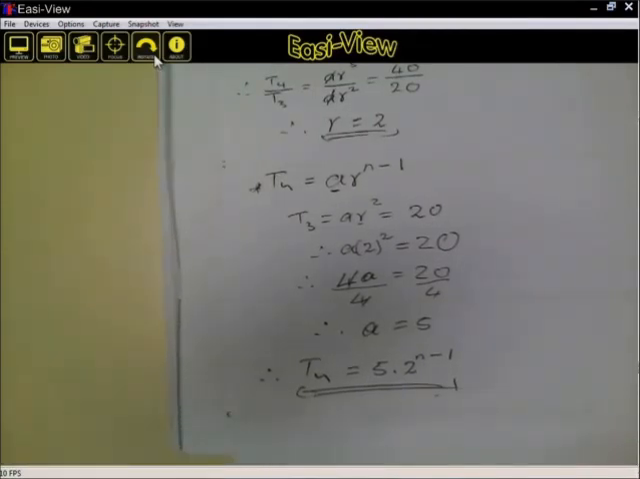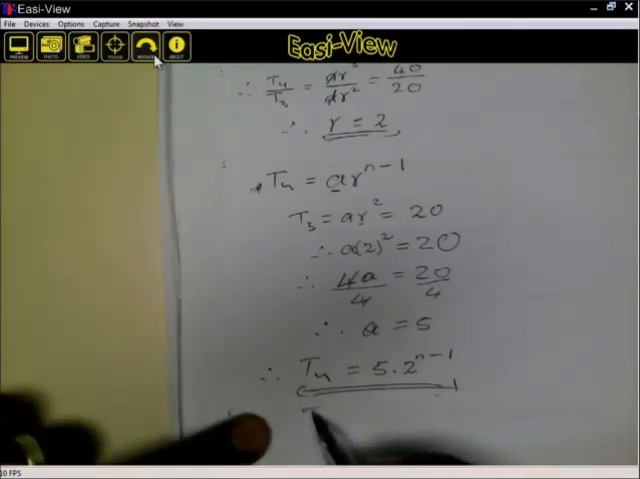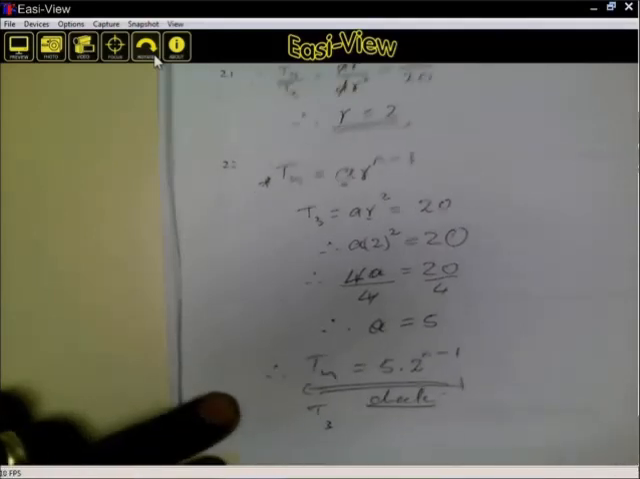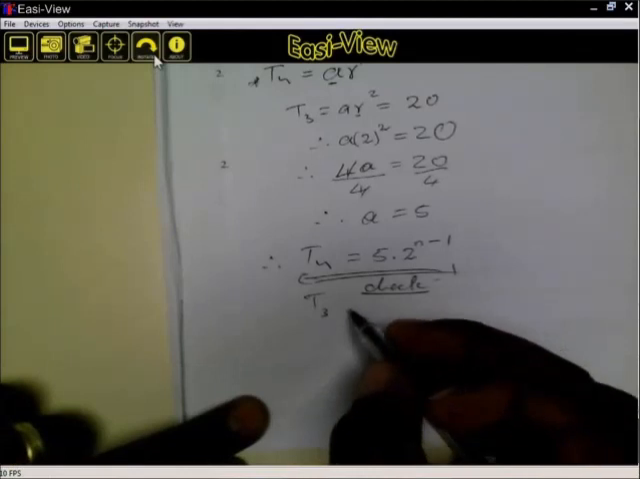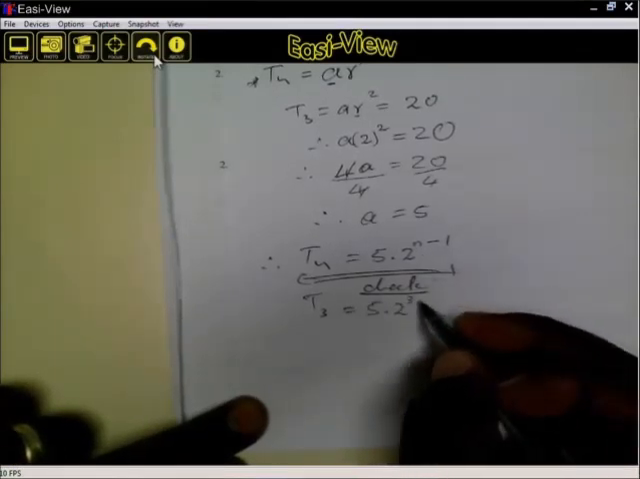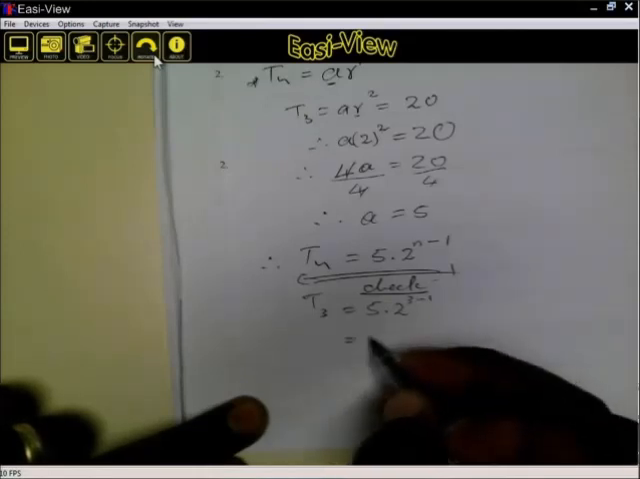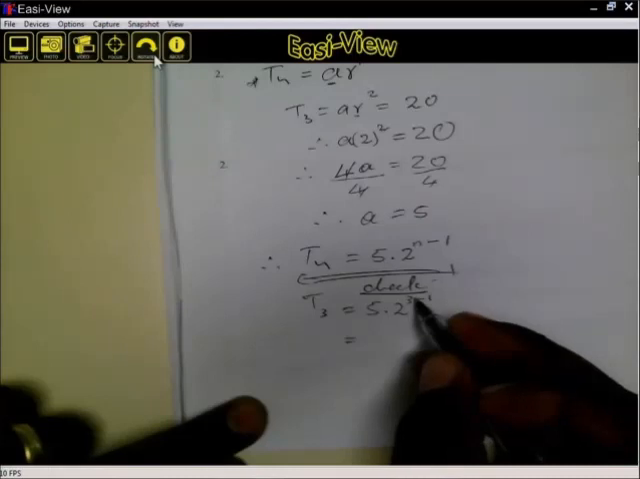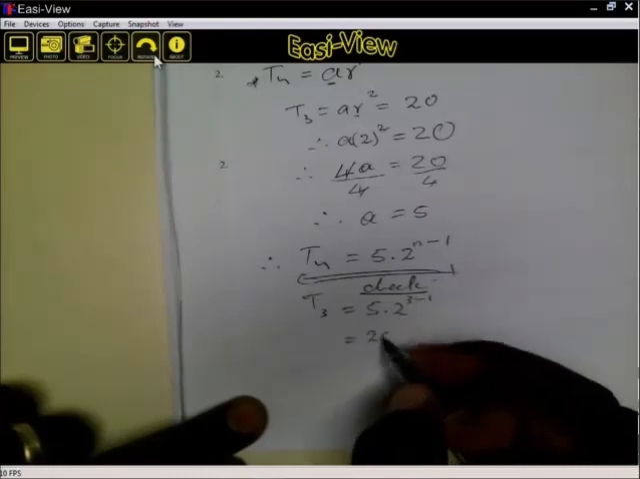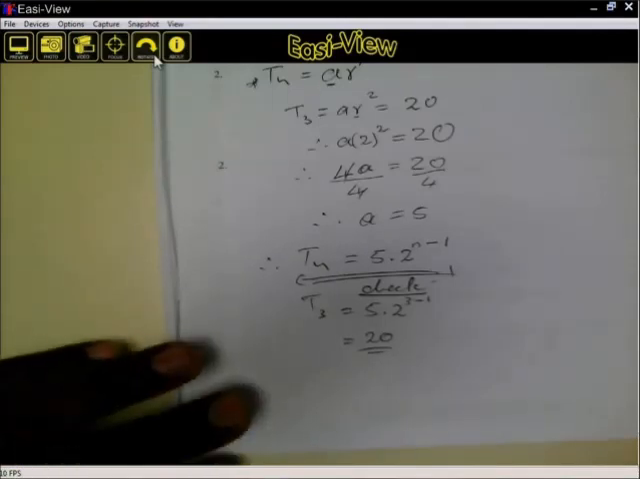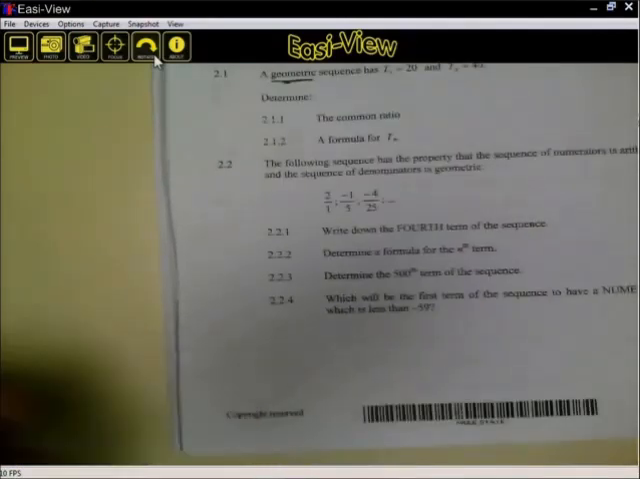Now we can check with term number 3 if this is correct. If we talk about T3, it means in the place of n, we will write 3. We'll have 3 minus 1, which is 2. So 2 squared is 4. 4 multiplied by 5 will give us 20, which is what we were given originally. I hope you are enjoying this up to now.